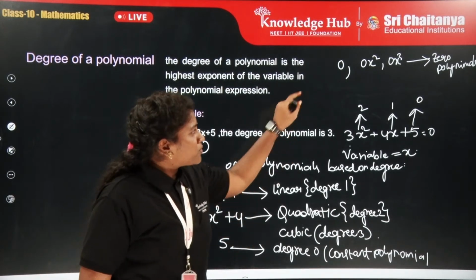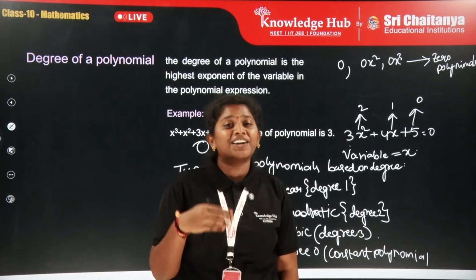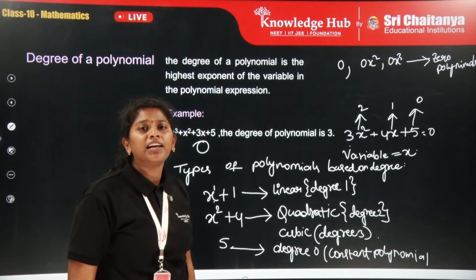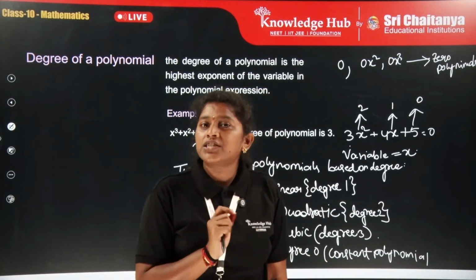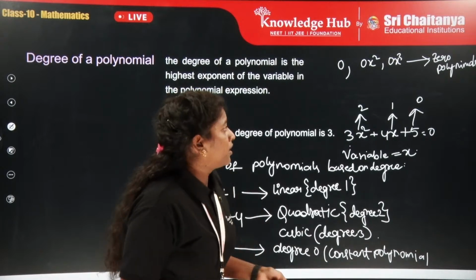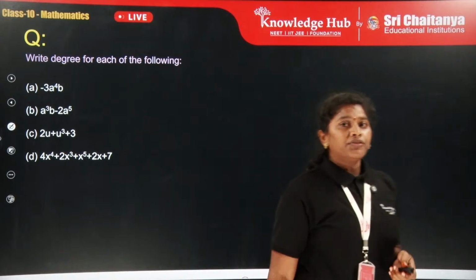This is the most important bit, I guess, because for zero polynomials they mostly ask what is the degree of a zero polynomial. Most of us will think that the degree of a zero polynomial is 0, but we have to correct it. If we are having a zero polynomial, the degree will be undefined. Now, moving to the next, write the degree for each of the following.